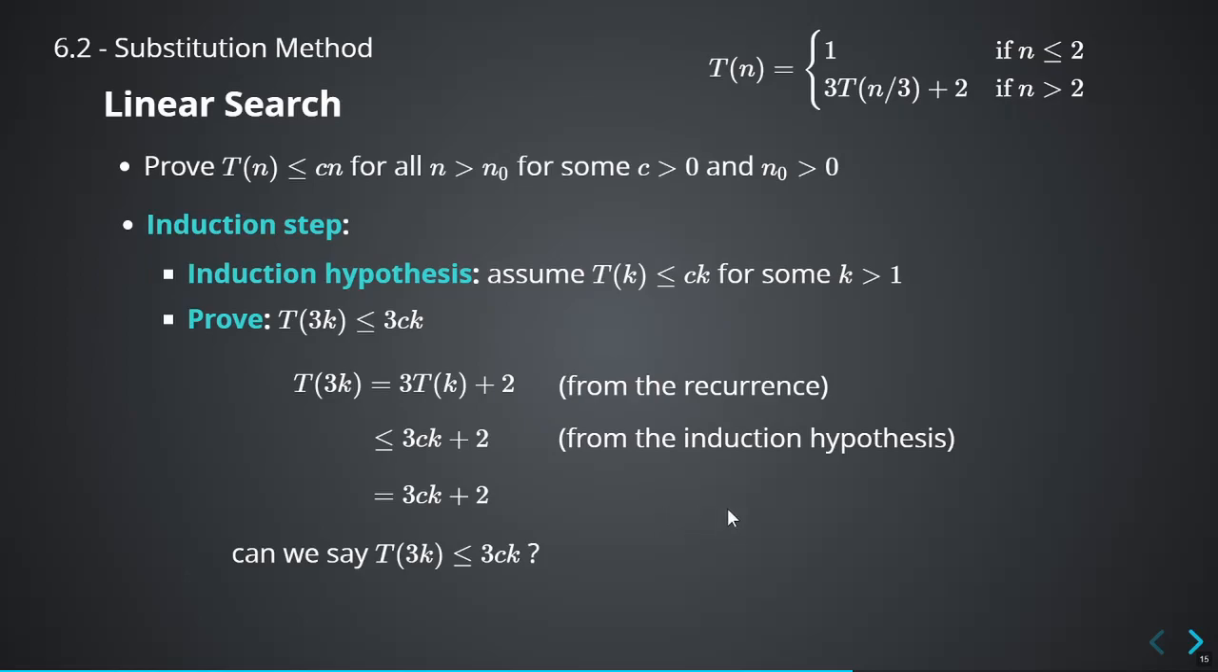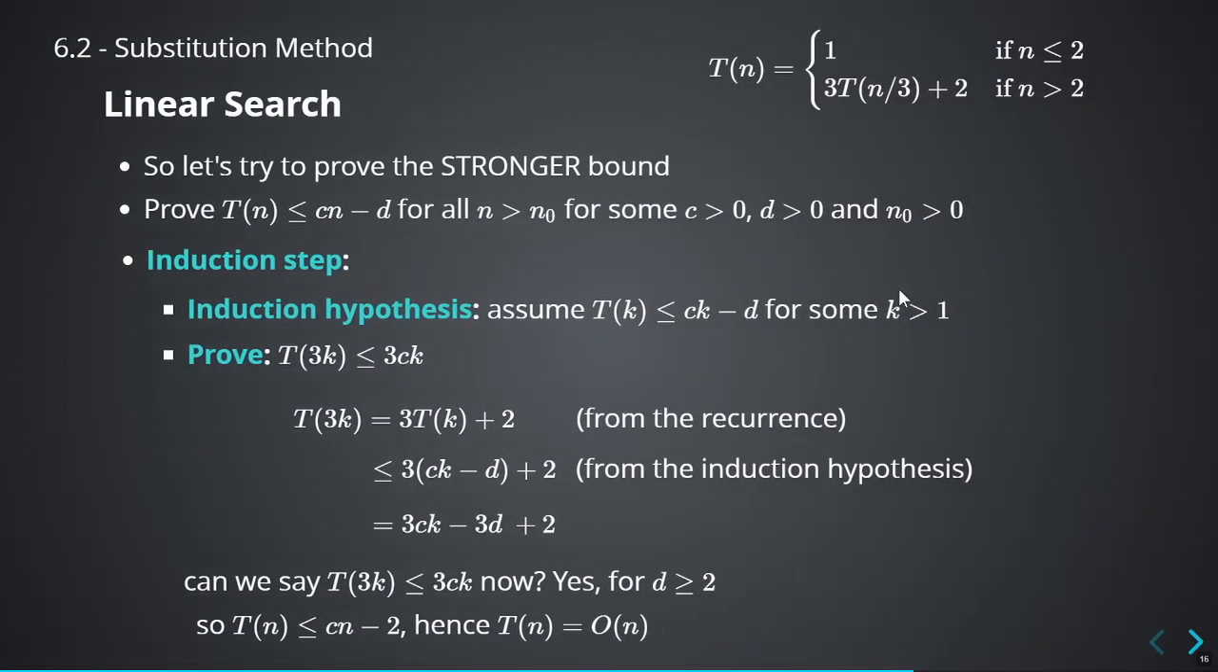So what do we do? We can actually salvage this by proving a stronger bound. So what do I mean? Instead of proving that Tn is less than or equal to Cn, I'm going to say that Tn is less than or equal to Cn minus D. I'm going to prove this. Because if I try to prove that, then my assumption would become Tk is less than or equal to Ck minus D for some constant D. And what happens to the proof? Well, same process, but this time instead of just Tk, I have Ck minus D. So this whole thing becomes 3Ck minus 3D plus 2.